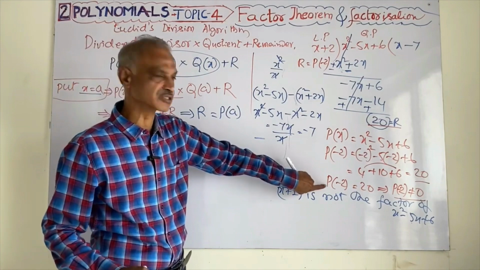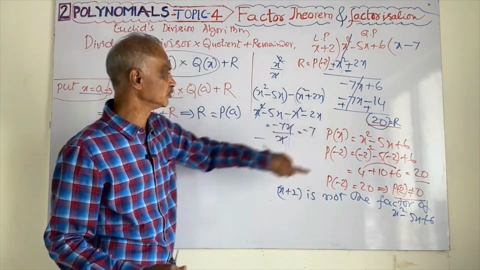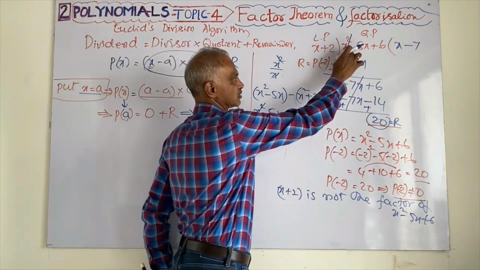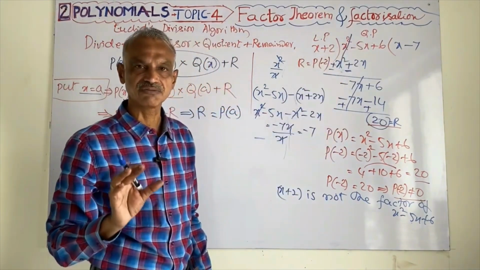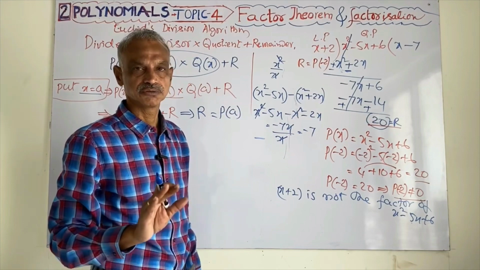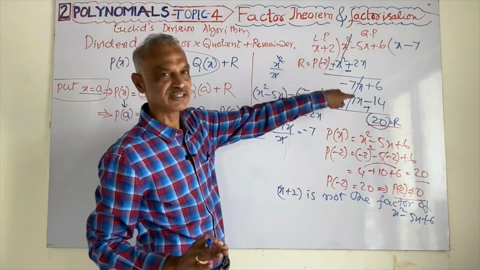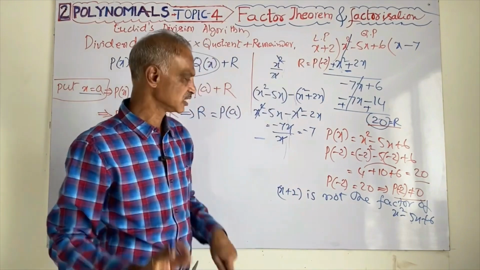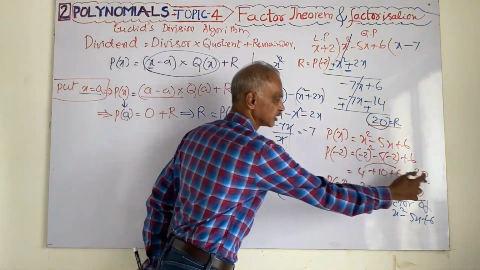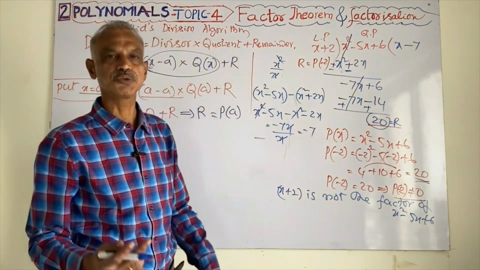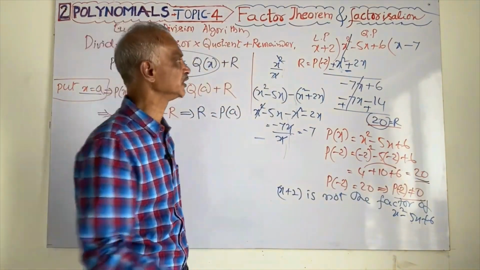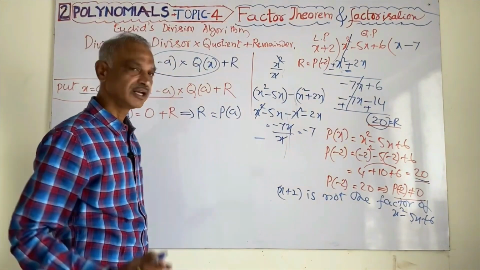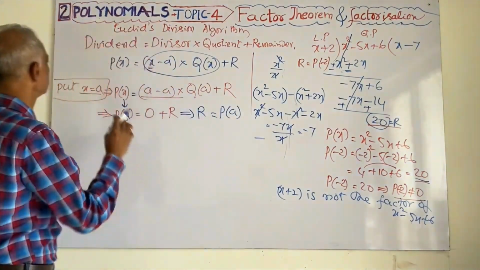Now you understood. Directly, no need to do the division. When x square minus 5x plus 6 is divided by x plus 2, no need to divide it. Just substitute. If you want to find the remainder, just substitute p of minus 2. You are getting 20. Within 30 seconds you can do it. No need to do division. That is the specialty of the remainder theorem. Now next, this is part A.